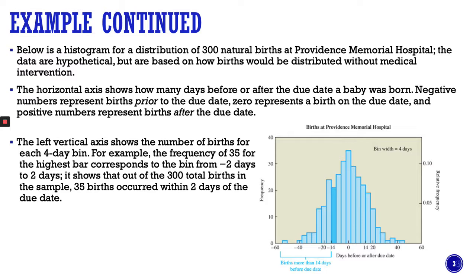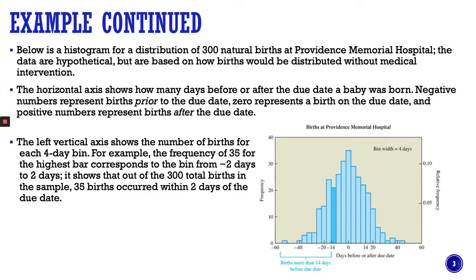So below is a histogram for a distribution of 300 natural births at Providence Memorial Hospital. The data are hypothetical, but are based on how births would be distributed without medical intervention. The horizontal axis shows how many days before or after the due date a baby was born. Negative numbers represent births prior to the due date. 0 represents a birth on the due date, and positive numbers represent births after the due date.